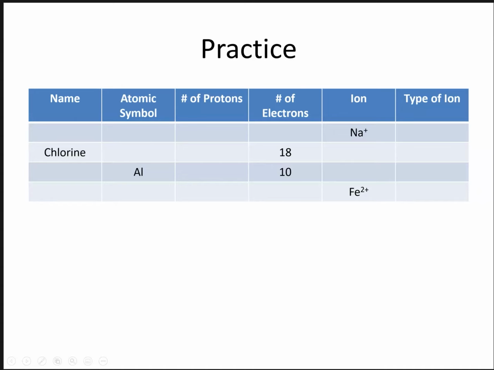Now before you get started, I just want to note that if you have a charge on an ion, we always write that charge in the upper right-hand corner after the symbol of the element. So if it's positive or negative 1, we just put a plus or minus. Otherwise, if the charge is greater than 1 or less than negative 1, then we have to write +2, +3, +4.